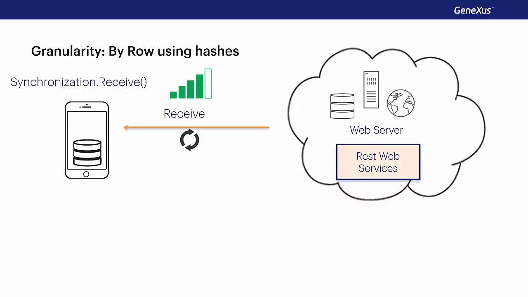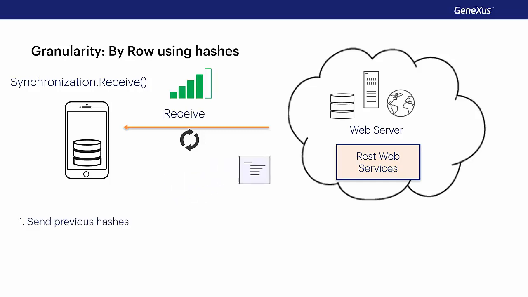Synchronization by row only sends to the device those records that were changed since the last synchronization, using the calculation of hashes to determine the updates. The advantage is that the data that's transmitted between the device and the server is less, since it only involves modified records. On the other hand, the disadvantage of this mechanism is that it requires more processing on the server side, especially with large volumes of data.